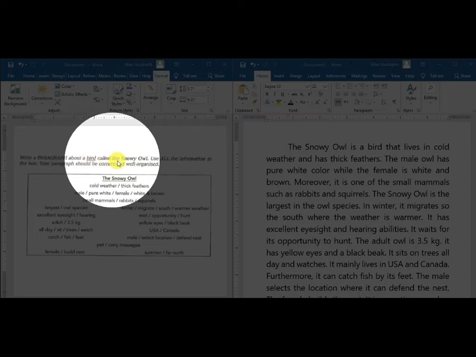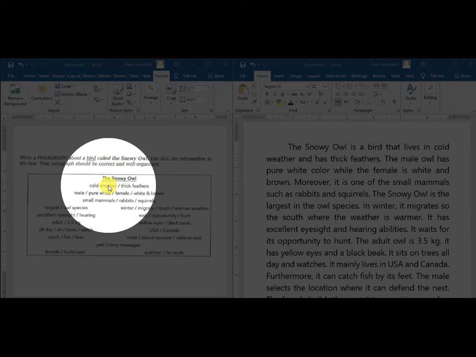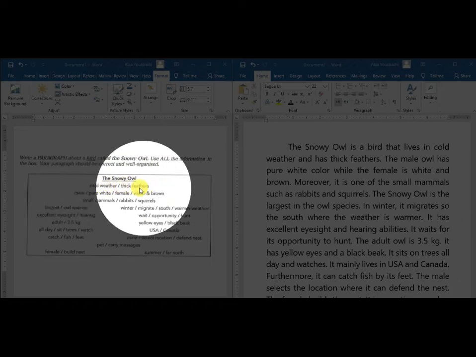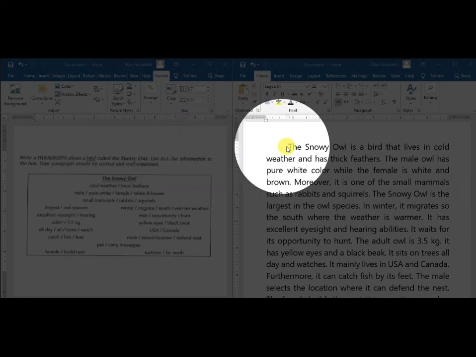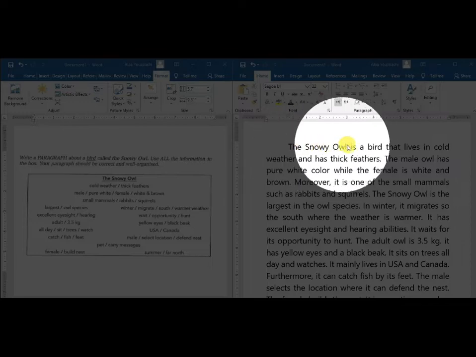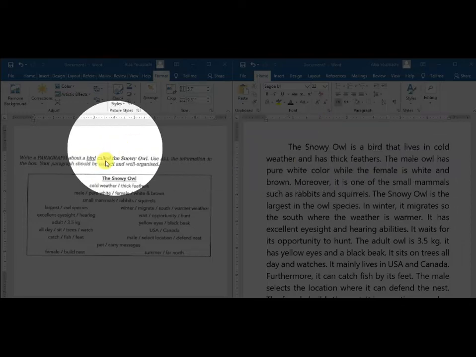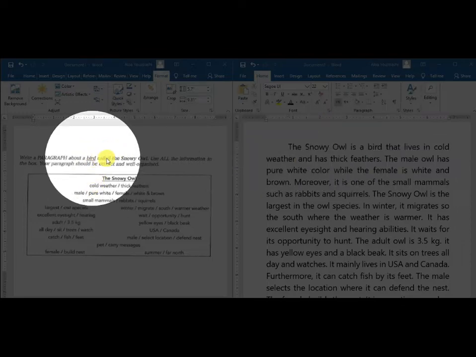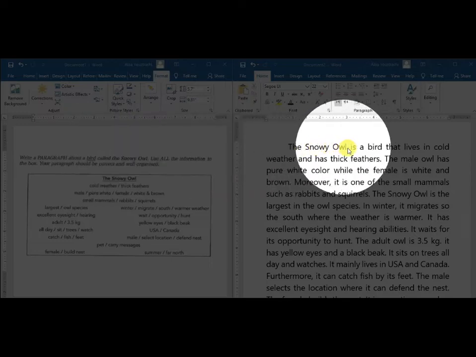I can take the first sentence from the question itself, and I can try to link it to the first piece of information that they provide. Something like what? I can say the snowy owl is a bird. What do they say here? They say the snowy owl, and it's a bird. So the snowy owl is a bird.